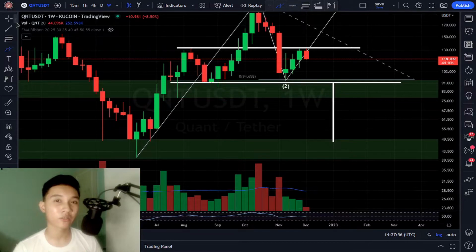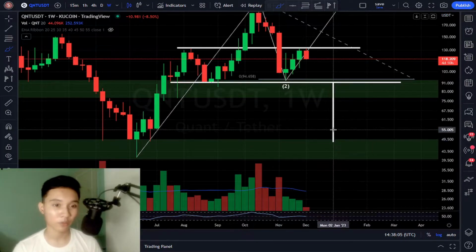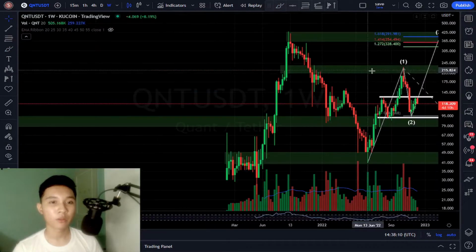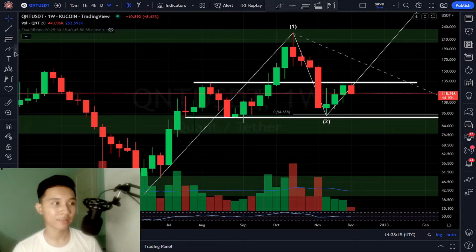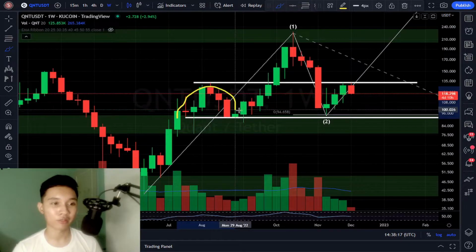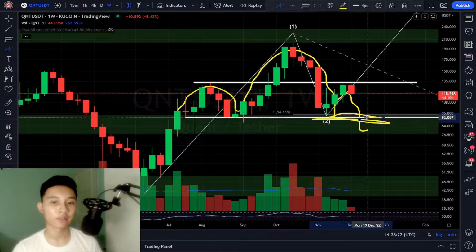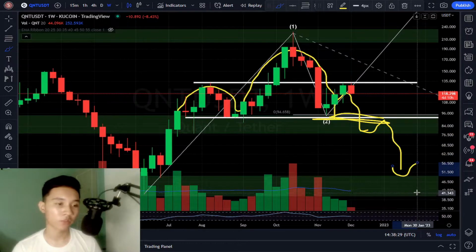So do you guys think we are going to be revisiting these levels right here at $50 or $40? Let me know in the comments, because based on what we're forming in the weekly time frame, it is becoming more and more probable, most especially if we complete the formation of this head and shoulders pattern and break to the downside of the neckline at $91, have a retest, then that means boom, we're going to crash down to approximately $50.